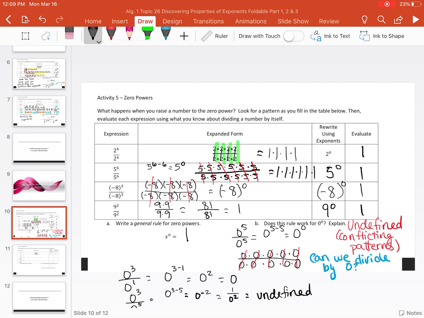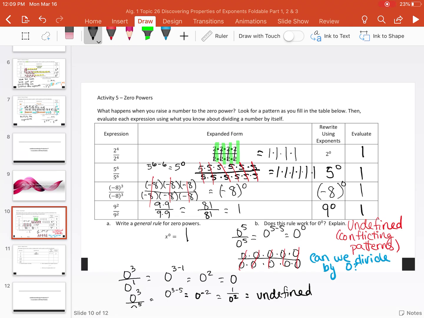So we have conflicting patterns here. Sometimes when we subtract and divide by 0, if we end up with a positive exponent, we get 0. But once we subtract and we end up getting a negative exponent, then it is undefined.